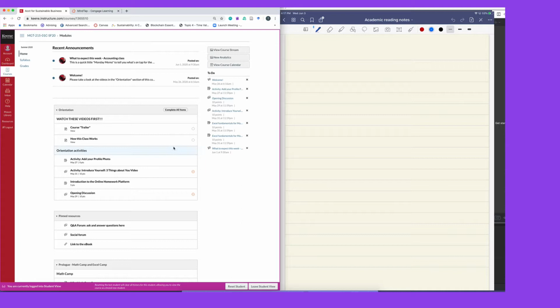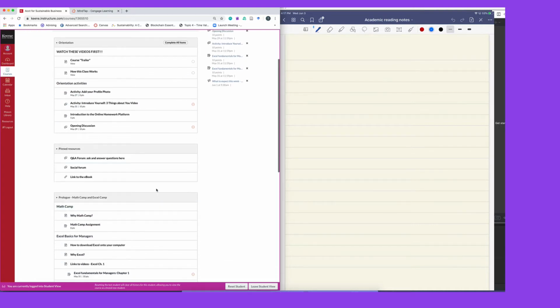So the first thing I want to show you is, if you look down here in the pinned resources, there's a link to the ebook. I'm going to get out of student view because if I click this link, it doesn't take me anywhere. I'm going to get out of student view so that I can show you the ebook, and you might want to use that as a resource rather than sticking entirely with the videos.